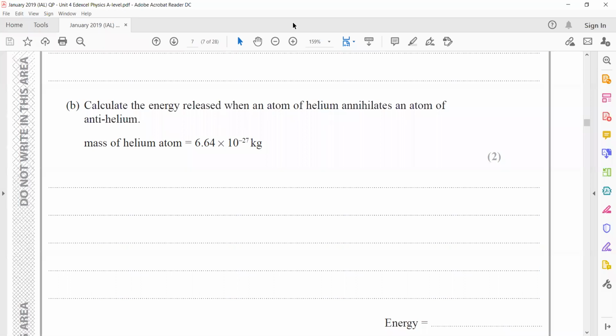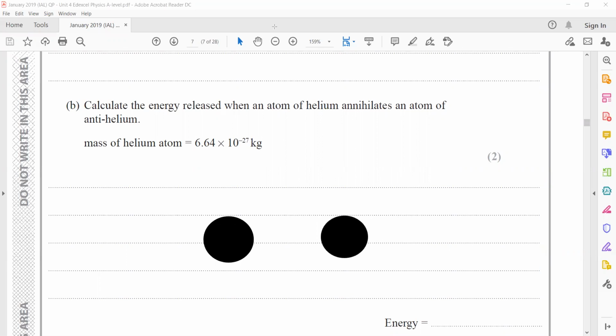So if the initial momentum is 0, what should the final momentum be? The final momentum should also be 0. So how can the final momentum be 0? If only one photon is released, the final momentum cannot be 0. So there should be another photon in the opposite direction to conserve the momentum.